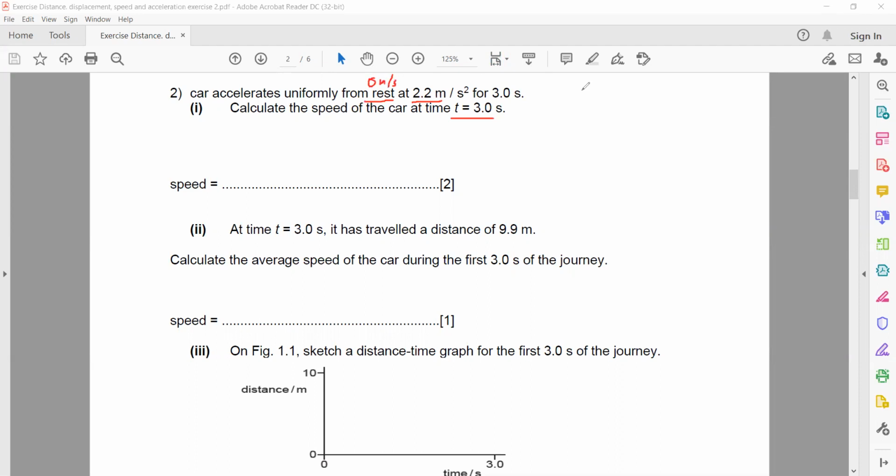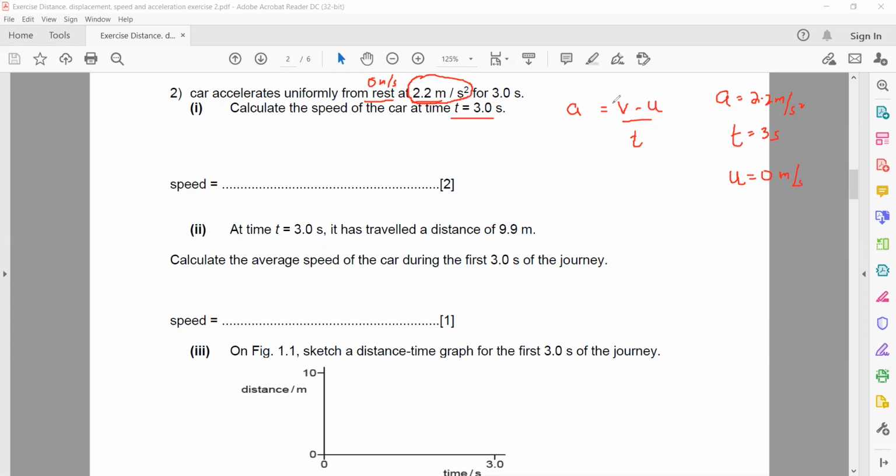The formula of acceleration is the final speed minus initial speed divided by time. What is the acceleration given? They mentioned 2.2 meter per second square, because meter per second square is a unit of acceleration. What about the time? The time is equal to 3 seconds. What is the initial velocity? Because it starts from rest, whenever anything starts from rest, its initial or starting velocity is 0.